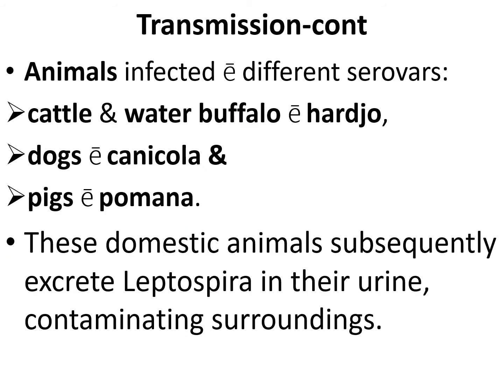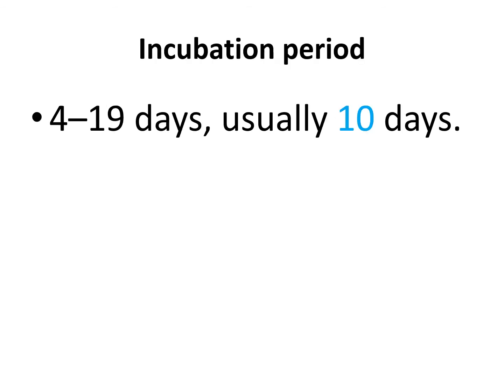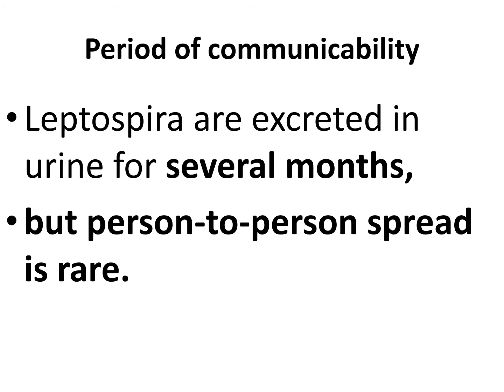Transmission. Animals are infected with different serovars: cattle and water buffalo with hardjo, dogs with canicola, pigs with pomona. These domestic animals subsequently excrete leptospira in their urine, contaminating surroundings. Incubation period is around 10 days. Period of communicability: Leptospira are excreted in urine for several months, but person-to-person spread is rare.